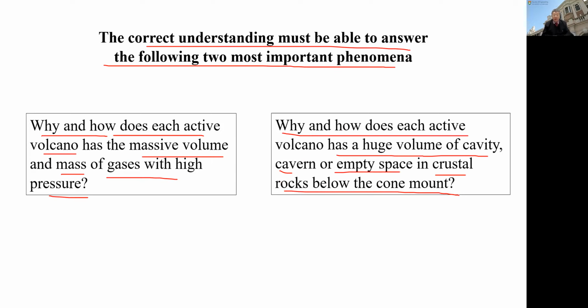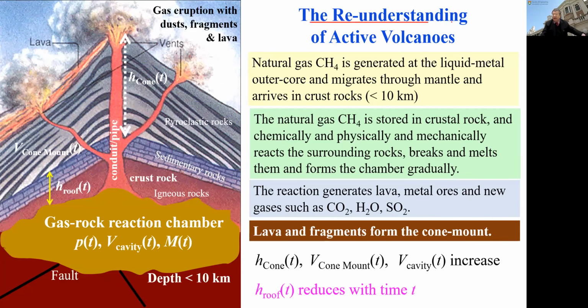So magma, since cooling down, becomes rock, a solid material. So the chamber would be full of solid material. So this cannot become the empty space. Okay, so the re-understanding of active volcano is what? The gas comes out from the fault zone, the gas reacts with the igneous rocks surrounding below in the crust, then they produce what? Produce lava, then produce gas and dust, ash, then rock fragments and lava.